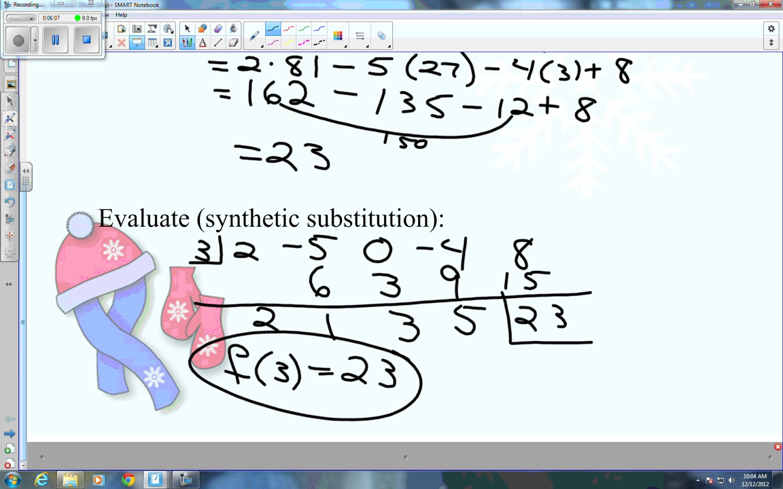I want you to put f of 3 equals 23. Not just 23. Don't forget the second parenthesis. Okay, just do it right. The reason that we use this type of notation, and I know you guys aren't as comfortable with this, but you need to get that way.